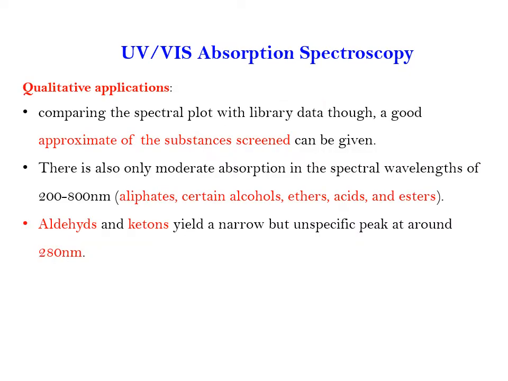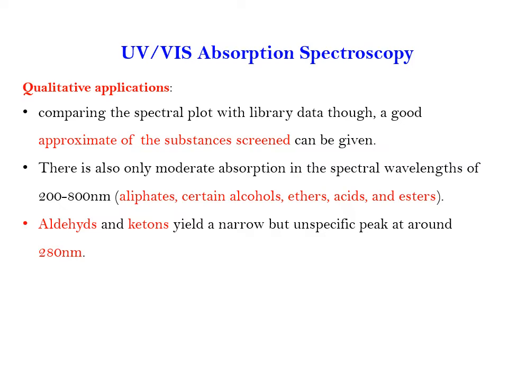So UV-Vis absorption spectroscopy is applied for both qualitative and quantitative analysis. Usually, it is used in combination with other qualitative techniques to build up a picture that enables the absolute identification of unknown molecules. In the case of qualitative application, comparing the spectral plot with library data, a good approximation of the substance screen can be given.